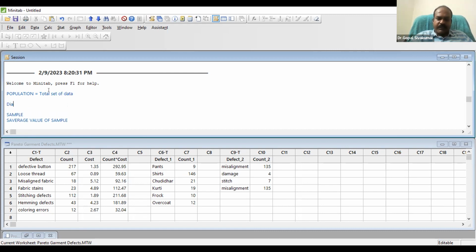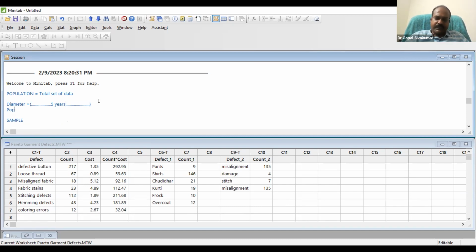Suppose your company is producing a product and the diameter is a critical to quality characteristic, right? And definitely your company has been producing for several years, let's say 5 years. Now 5 years of data is available with you. This 5 years of data is the population. All of you understand?